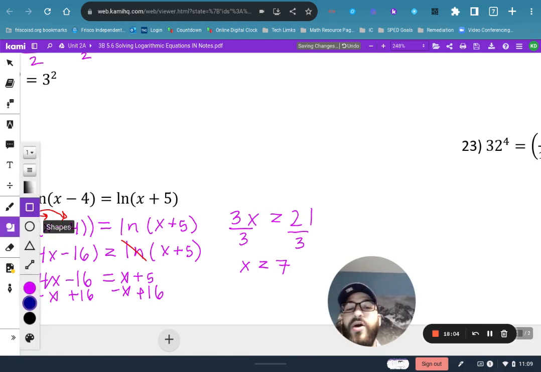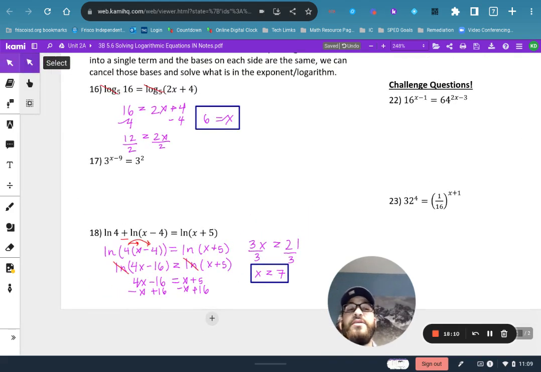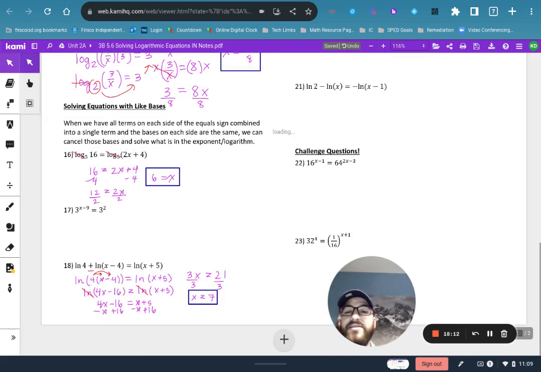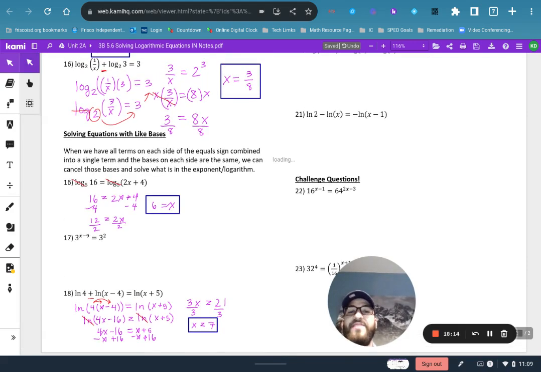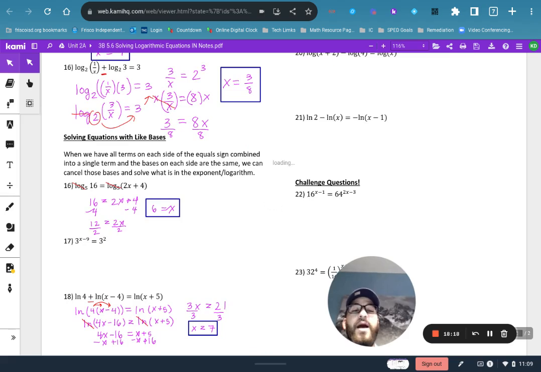So on that note, the rest of these on this page you should be able to solve using your combined skills of solving logarithms. So I want you to try 17, 19, 20, and 21. And if you're feeling up to it, you can try the challenge questions, or you can just wait and I'll talk about them at the very end. All right?